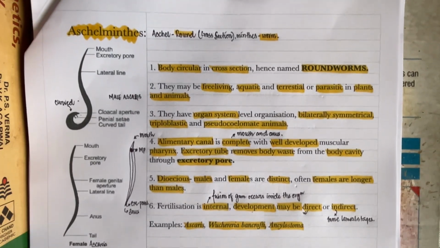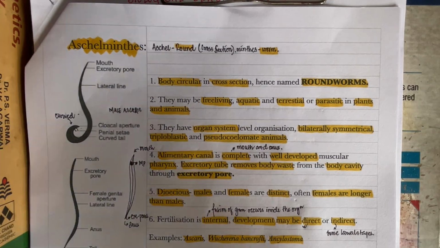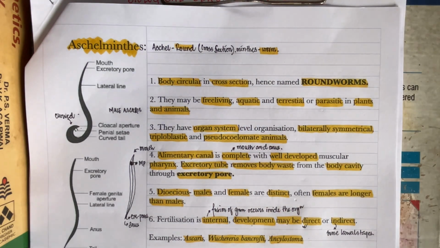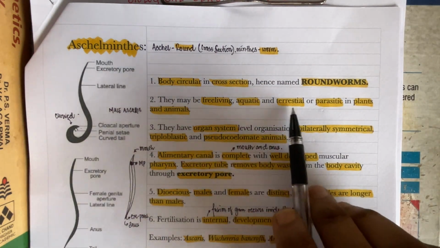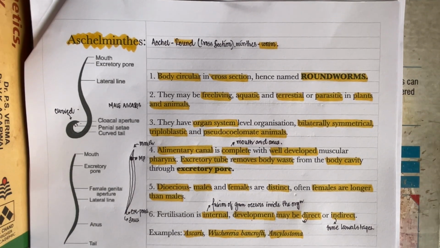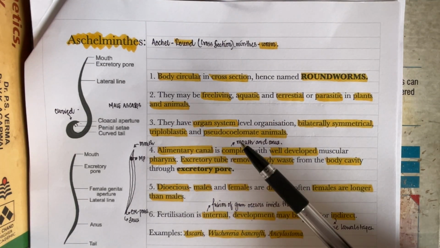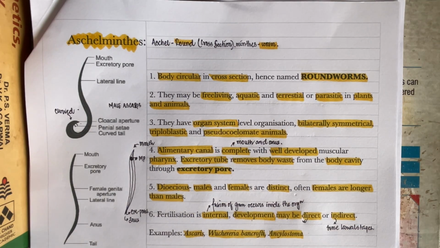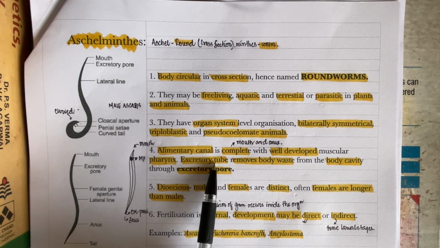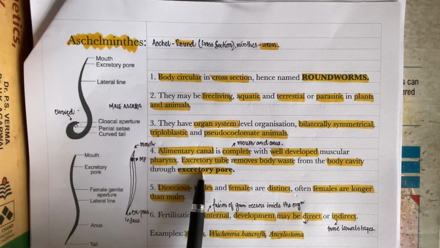Let us revise it once again. Their body is circular in cross section, that is why they are called roundworms. They may be free living, aquatic, terrestrial, or parasitic in plants and animals both. They have organ system level organization. They have bilateral symmetry. They are triploblastic pseudocoelomates. The alimentary canal is complete with a proper mouth and anus and a well-developed muscular pharynx.